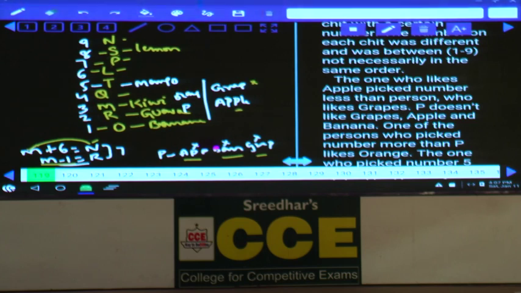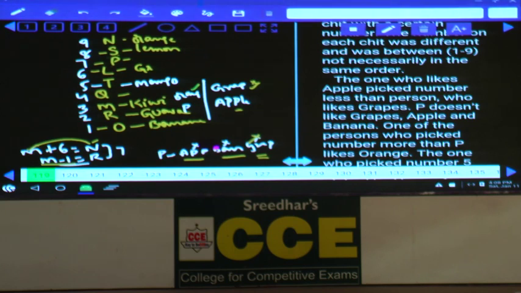Then what is the other fruit left over for P? From the first information, orange is above P. As orange is above P, hence N is orange. As N is orange, we are left with P, L and T. Grapes is above apple. Then P does not like grapes. As P does not like grapes, hence L must be grapes.